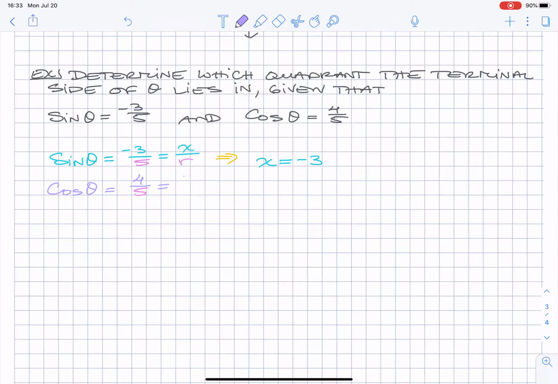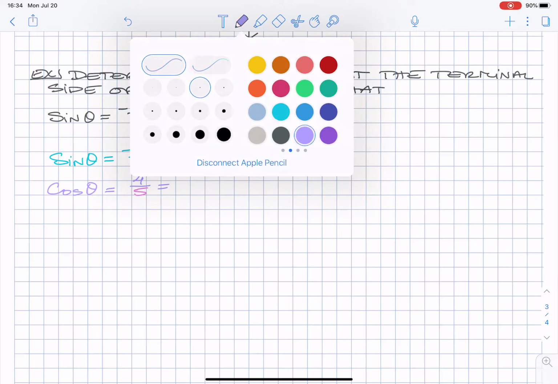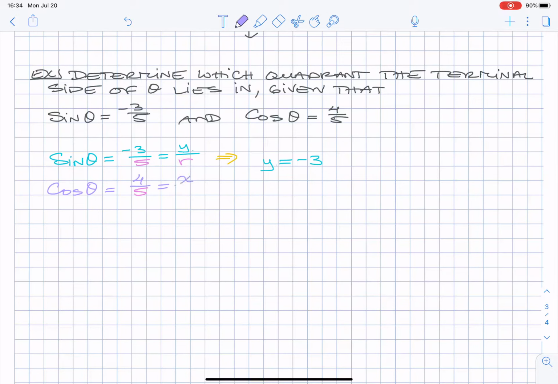So that's going to be y. What am I doing? Why did I put x here? Oh my goodness. Don't listen to me. Do as I say, not as I do, clearly. Sine is y. So y is negative 3. Cosine is x. Boy, I wrote it down.